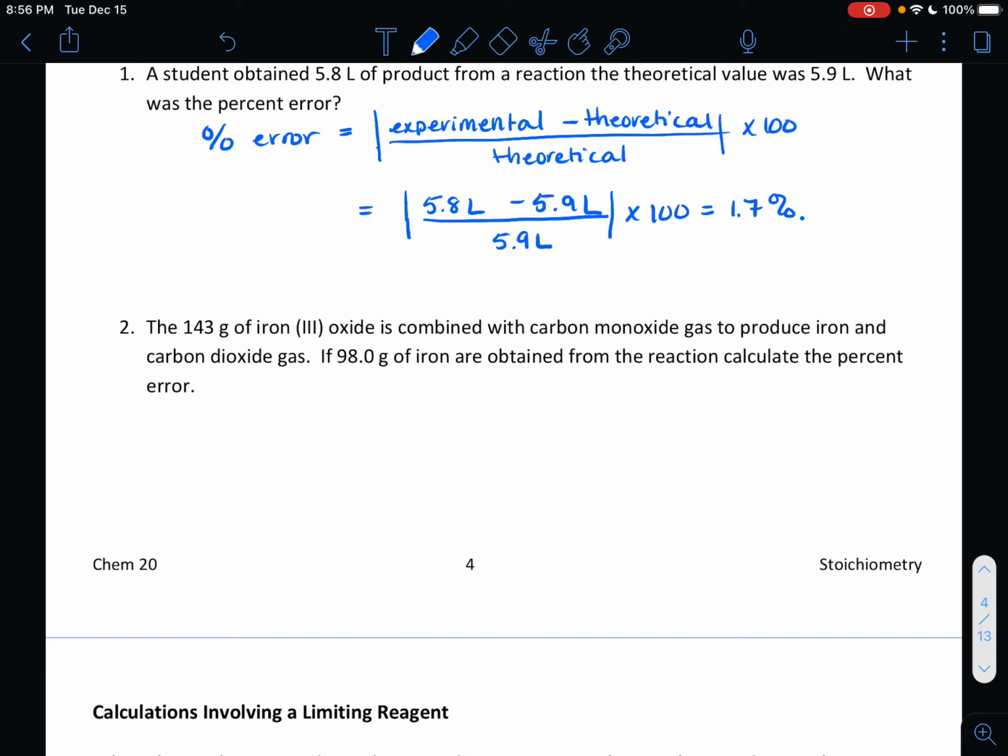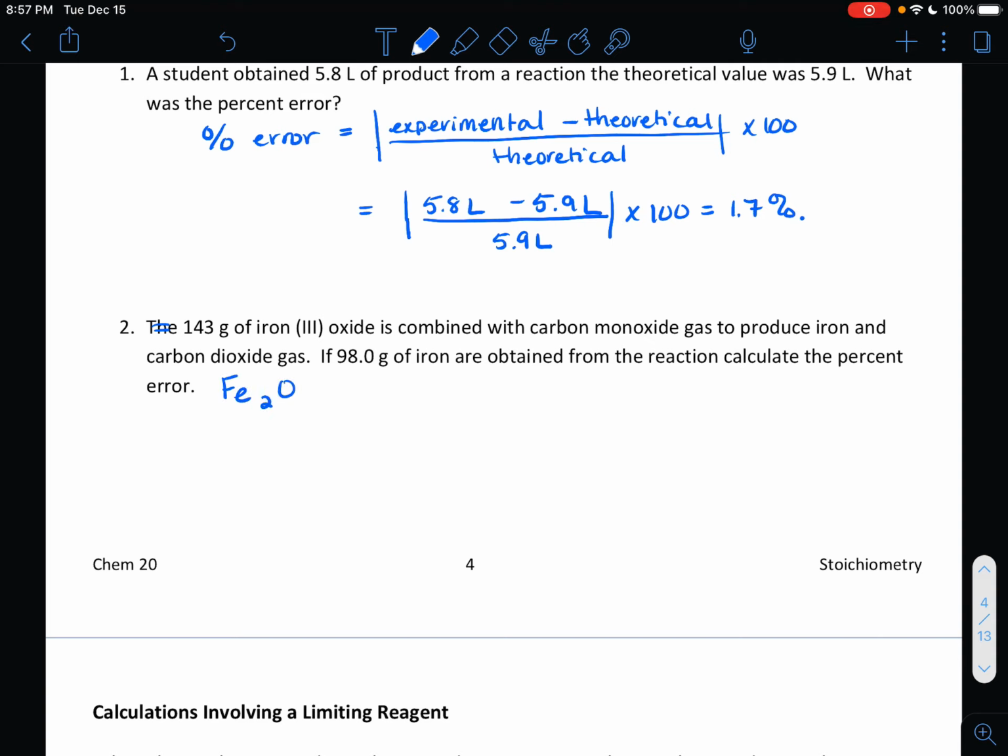And so it says, 143 grams of iron 3 oxide is combined with carbon monoxide gas to produce iron and carbon dioxide gas. If 98 grams of iron are obtained from the reaction, calculate the percent error. So again, we are going to have to calculate our theoretical value, our theoretical yield. So we need a balanced equation.